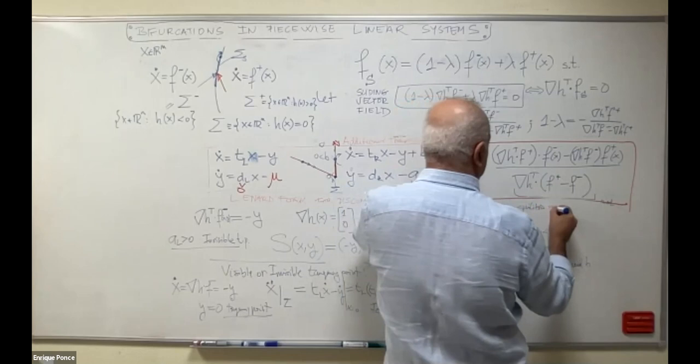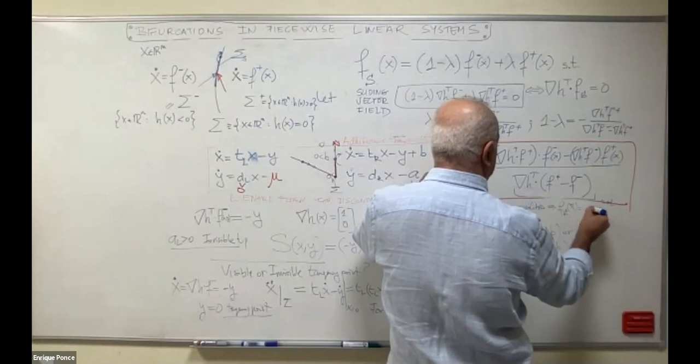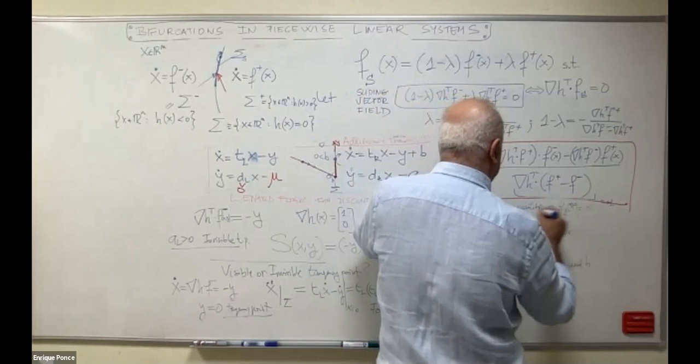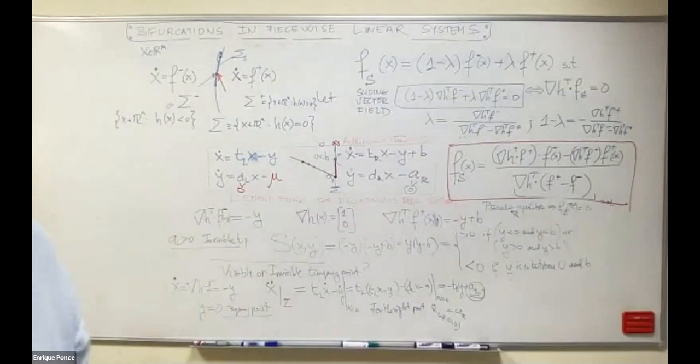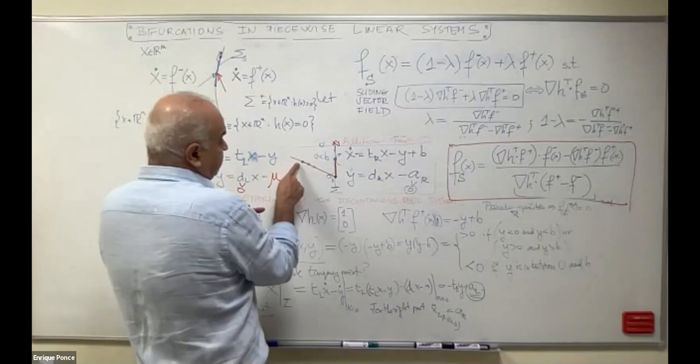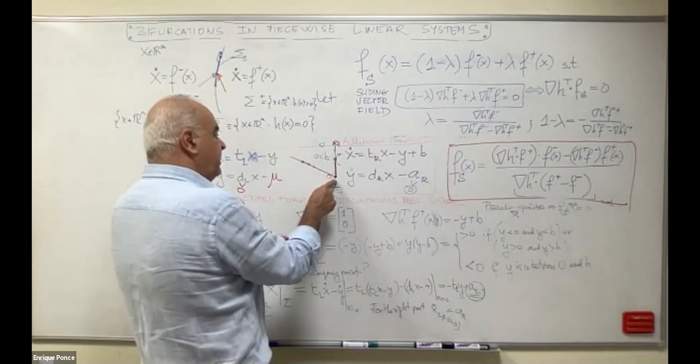When this vector field vanishes, we have a pseudo equilibrium, and now the boundary equilibrium bifurcation is a combined effect of the colliding of a real equilibrium point, which becomes a boundary equilibrium point, and probably always that.